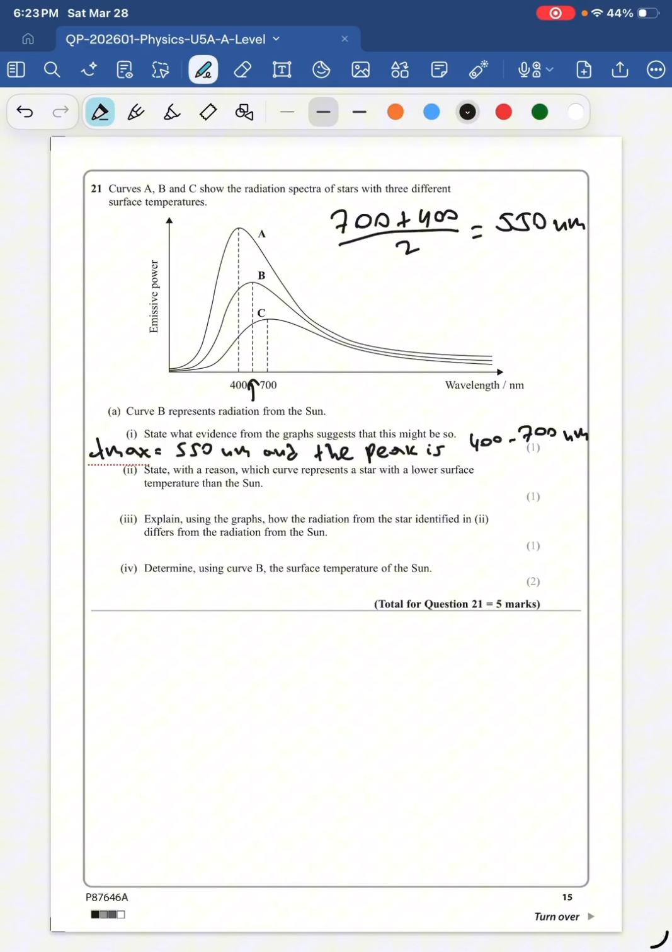Okay, now question 2. State with a reason which curve represents a star with a lower surface temperature than the sun. Okay, so the temperature is proportional to 1 over lambda max due to Wien's law.